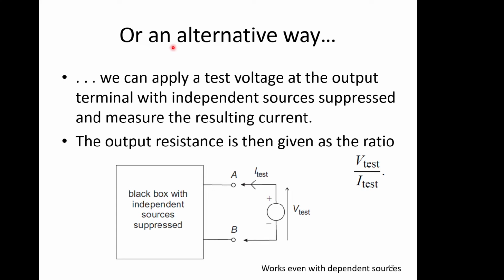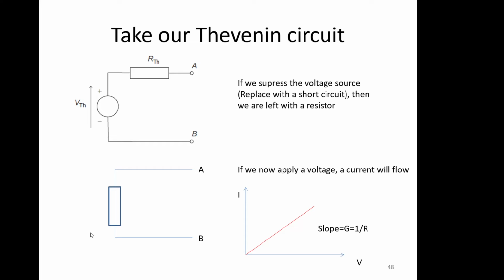We can apply a test voltage at the output terminal with independent sources suppressed and measure the resulting current. So this is something you do theoretically. The output resistance is then given as the ratio of V test over I test. So that's another definition, another constant. Where does this come from?